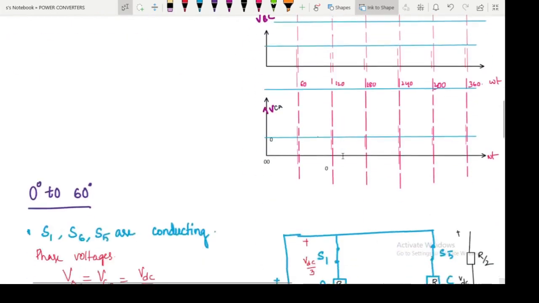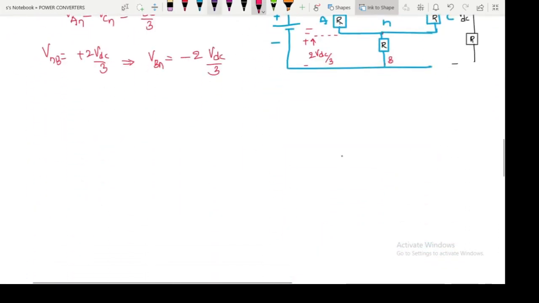Now let us see what is happening to the line voltages. We are going to see line voltages between 0 to 60 degrees conduction. Line voltages are nothing but the difference between two lines. So VAB is the difference of voltage VAN minus VBN.